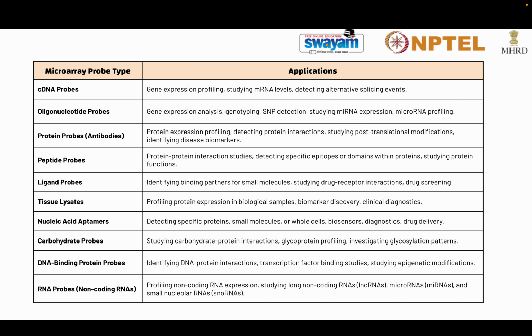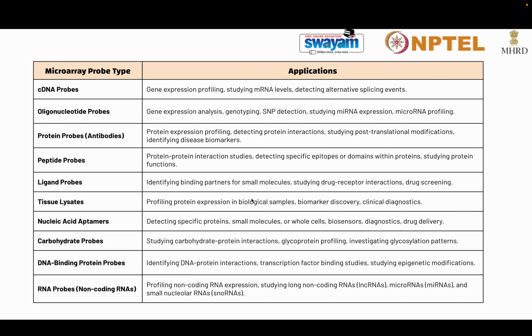Then here I am providing you with a table in which I have given you the list of probes which are generally used for the microarray, and the applications for which analysis you select a particular probe. Here are a few probes such as cDNA probes, oligonucleotide probes, protein probes, peptide probes, ligand probes, tissue lysates, nucleic acid aptamers, carbohydrate probes, DNA binding protein probes, and RNA probes. These are some kinds of probes that are generally used in the microarray.